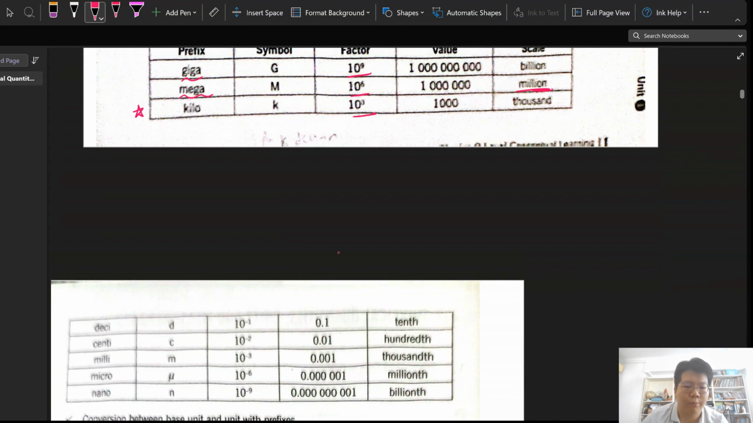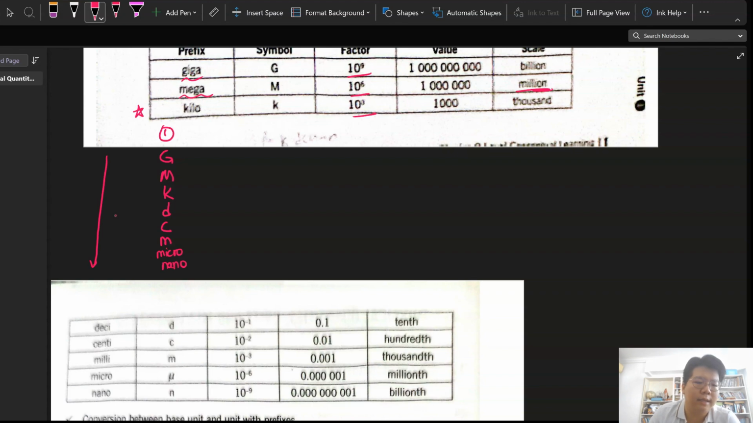I'll go through them one by one. There's actually a very easy way for you guys to remember what the factors are. Take note, factor is basically your 10 power something. So let's write down all the prefixes first. You have your giga, your mega, your kilo, your deci, your centi, your milli, your micro, and your nano. The first thing that you will have to do is to memorize the sequence from the largest to the smallest.